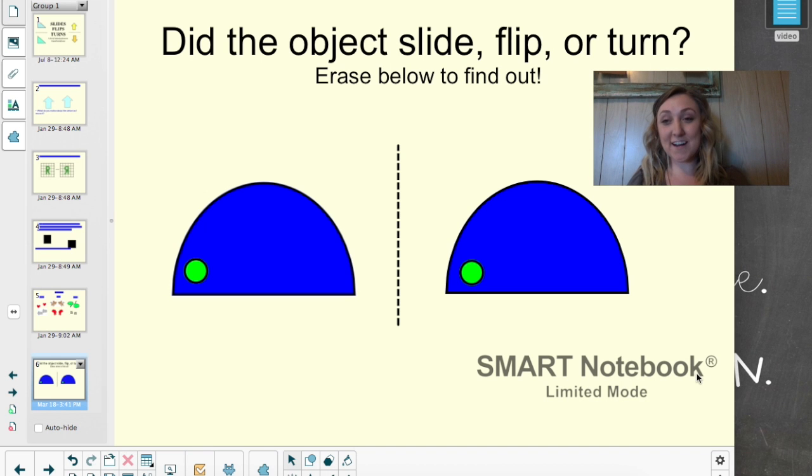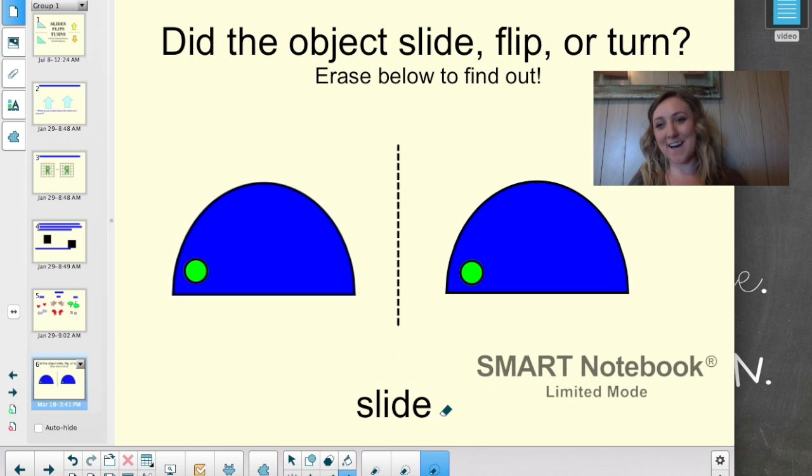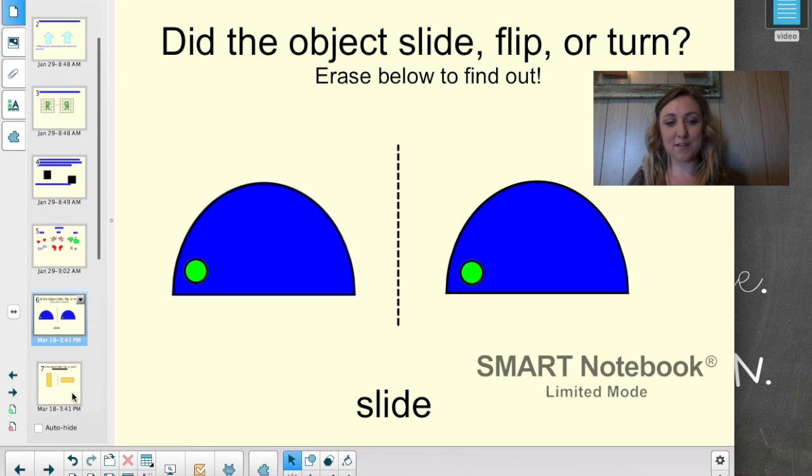Now we're going to work together as a class, and this is when you're going to use your whiteboards again. So the question says, did the object slide, flip, or turn? So look at these little green dots. That'll help you know if it flipped or turned or what it did. And we'll erase below to find out, but I want you to write it on your whiteboards first. Okay, everyone's ready. It was a slide. So we noticed that the green dot is in the same corner. It didn't flip over to this corner here, so that's how we know that it's a slide and not a rotation or a flip. On to the next one.